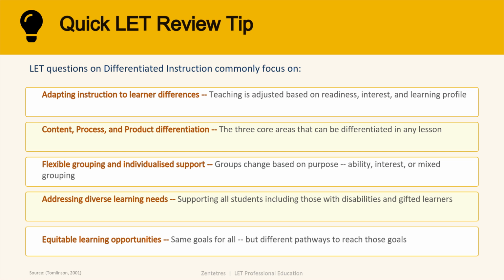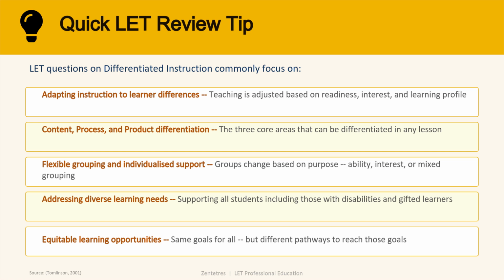Keyword 3, flexible grouping. In a differentiated classroom, student groupings are not fixed. Students are grouped and regrouped based on the purpose of each task, sometimes by ability, sometimes by interest, sometimes randomly. If a question mentions the teacher reorganizing groups based on assessment results, that is differentiated instruction. Keyword 4, diverse learning needs. If the question is about inclusive education, students with special needs, gifted students, or students who are struggling, think differentiated instruction. Keyword 5, equitable learning opportunities.